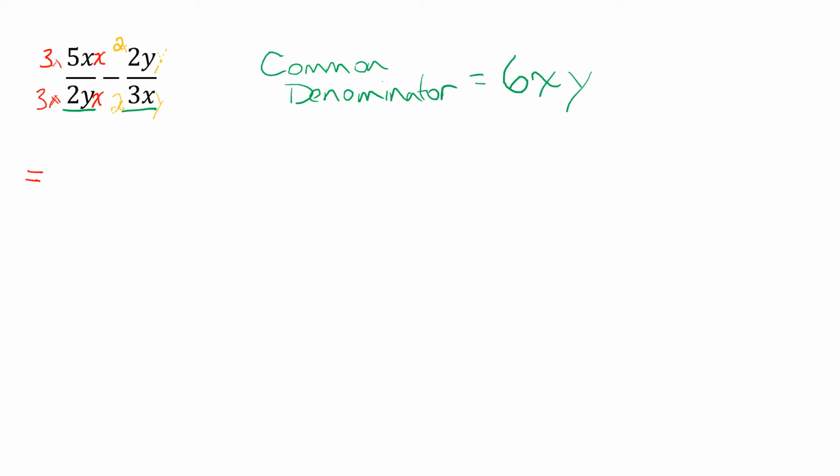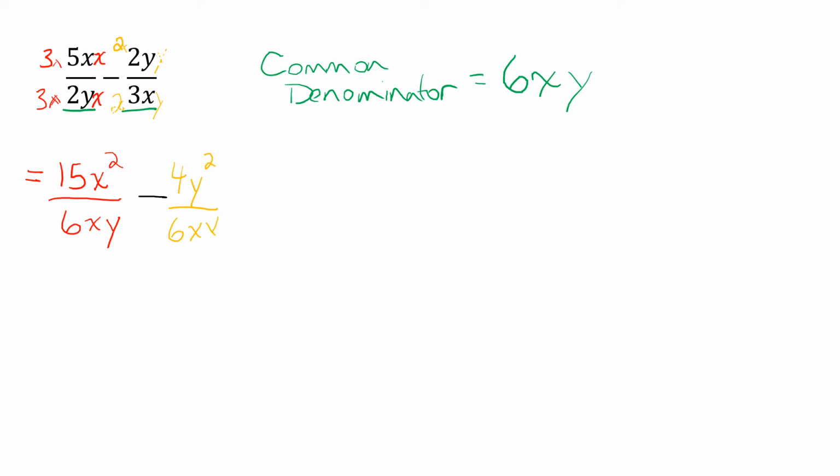And that looks quite messy at the moment, but you'll see when we clean it up how it's going to work out quite nice. So fraction on the left, 3 times 5 is 15. x times x is x squared over 6xy. I'm going to rearrange the y and the x to put the x first. And then we're going to subtract the other fraction, and you'll see it works out nicely. 2 times 2 is 4. y times y is y squared. And the denominator is going to be 6xy.